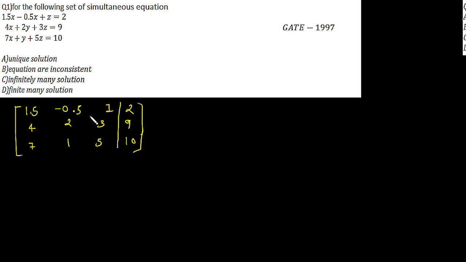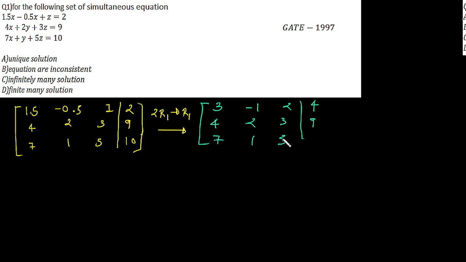So now to reduce this matrix we have to apply some row operations. First of all, let's remove this fraction from the first row. So we are just going to multiply this R1 by 2, and it will be the new R1. Let's write what we are getting after the multiplication. Here we get 3, then minus 1, then 2, and on the right hand side we got 4. The second row will remain as it is, 4, 2, 3 and 9. The third will also remain as it is, 7, 1, 5 and 10.